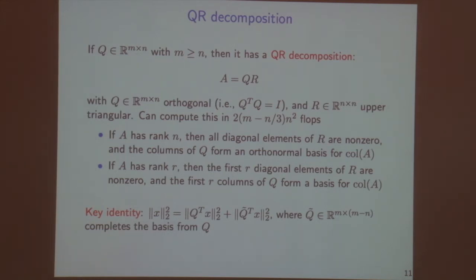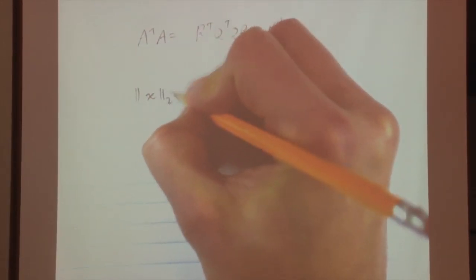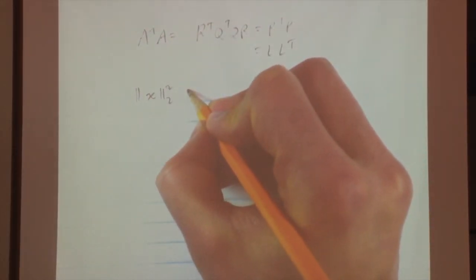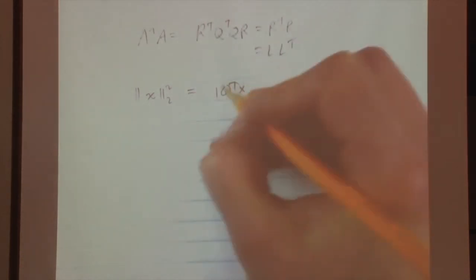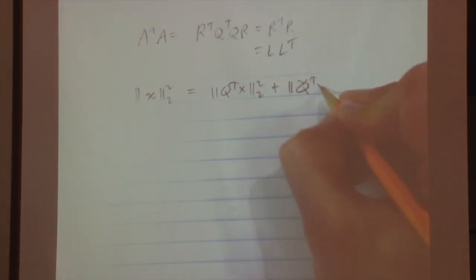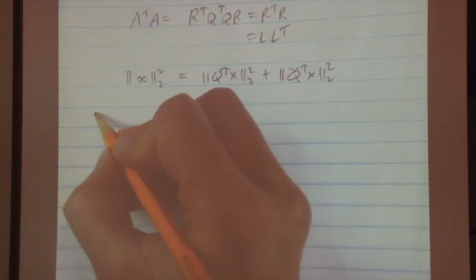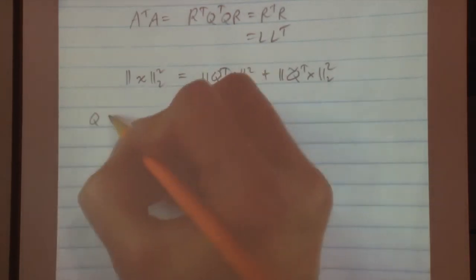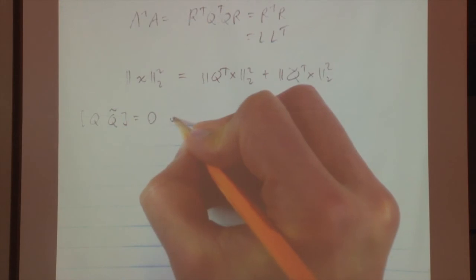And to use this to solve linear systems, we use this key identity, which is that if I have any vector x and I ask for its 2 norm, then I can write that as the 2 norm of (q transpose x, q tilde transpose x) squared, where I take q and I put next to it q tilde, and these form a square orthogonal matrix O.